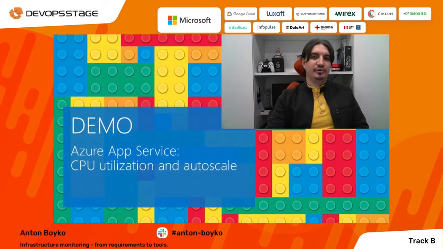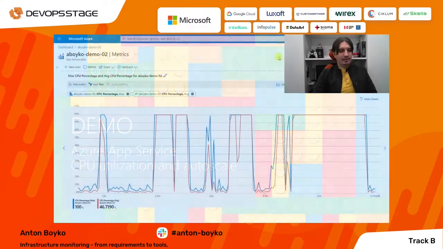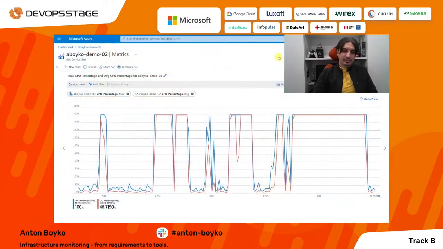Our demo number 2 for today is related to the Azure App Service, not to the VMs, and it is related to the CPU utilization and autoscale. So here we are again on the Azure portal, and as you can see, we are again within the Azure Monitor dashboards, but the trick here is that now we are working on a different level of abstraction. Before that we were working with the VM, and now we're working with the PaaS level of service.